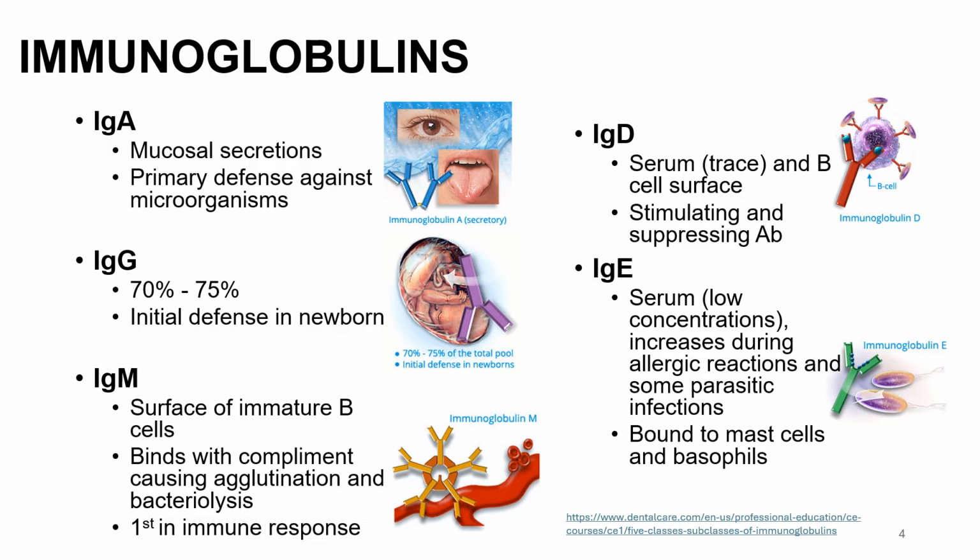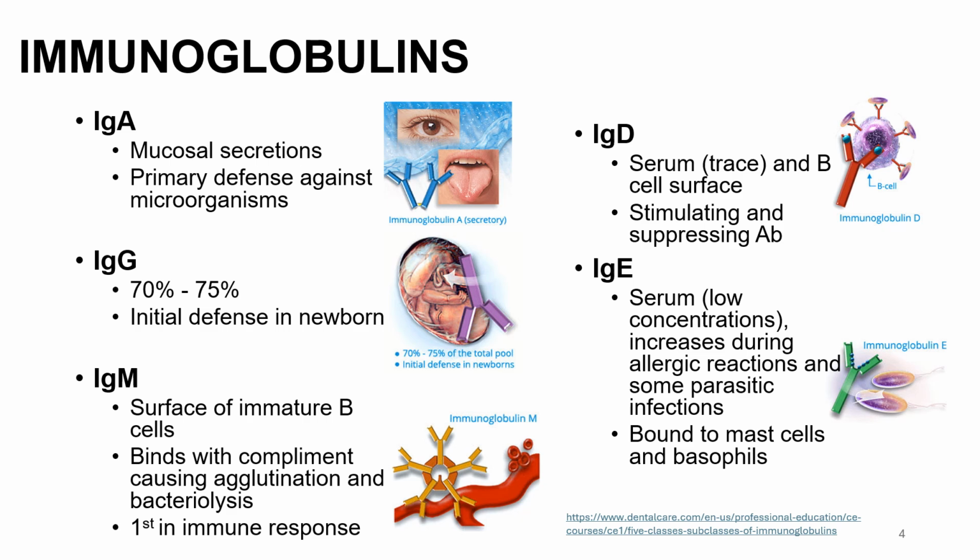We have IgD. IgD is the quiet one. Low concentration in serum. It's mostly found on B cell surfaces, and it's involved in regulating immune responses. You don't see IgD come up often clinically, but it shows up in exams just enough to keep you humble.